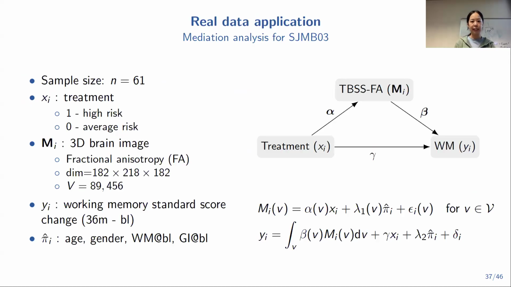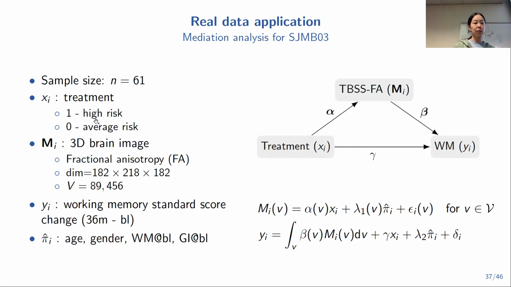And here's our real data. This is our trial SGMB03. We deleted all the missing data so that we ended up with only 61 samples. Hopefully we can improve this, but for this current project, we deleted all the missing data. This is a small sample size given our model, right? But this is still a nice sample size if we're thinking of this as a pediatric cancer trial. Usually their sample size is small.